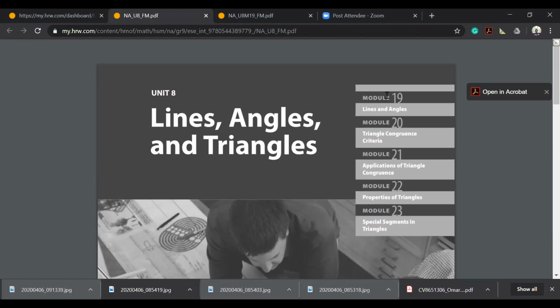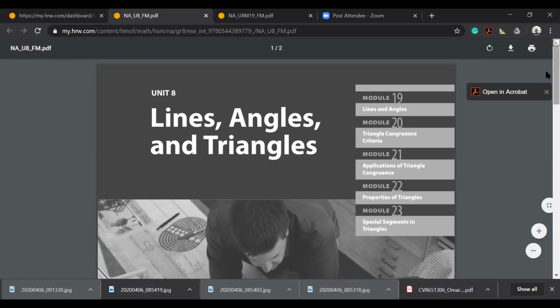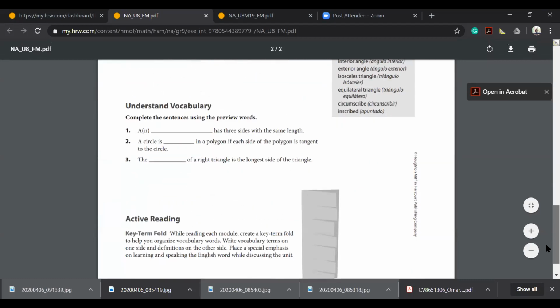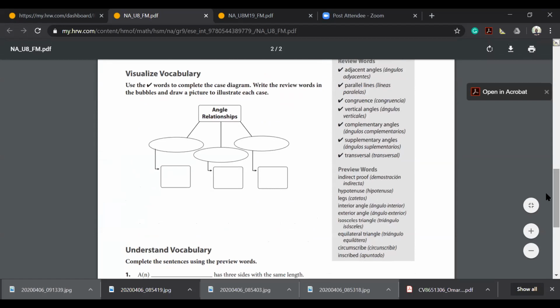We are going to be starting with module 19, which is called lines and angles. But before we start, we have to do some vocab on page 930. Visualize vocabulary: angle relationships. We have 3 kinds of angle relationships. As you can see, we have something called adjacent angles, something called vertical angles, and something called complementary angles, and we can even add another circle for the supplementary angles. Please write each one of these in here, and we are going to draw the shape of the angles.